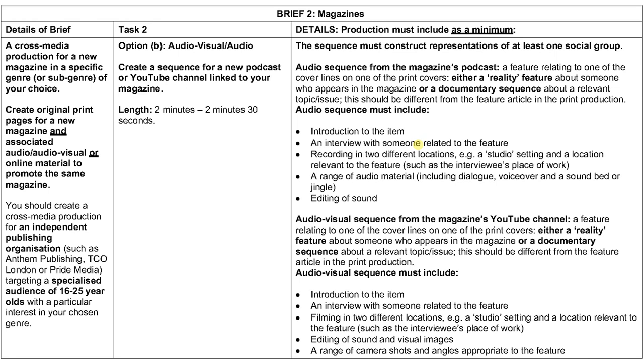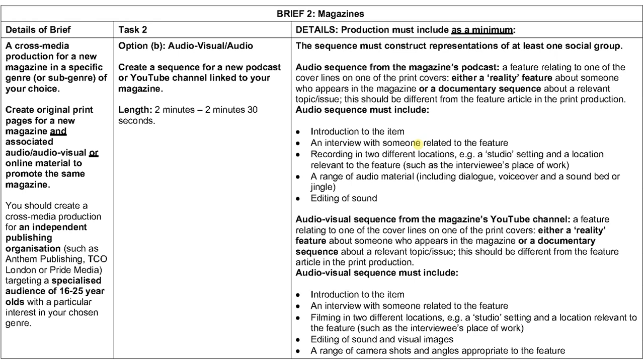So, the audio sequence from the magazine's podcast, a feature relating to one of the cover lines on one of the print covers, either a reality feature about someone who appears in the magazine, or a documentary sequence about a relevant topic or issue. This should be different from the feature article in the print production. So in other words, it can't be about the same topic as the double page spread. Your double page spread should, however, relate to one of the front covers you've done.